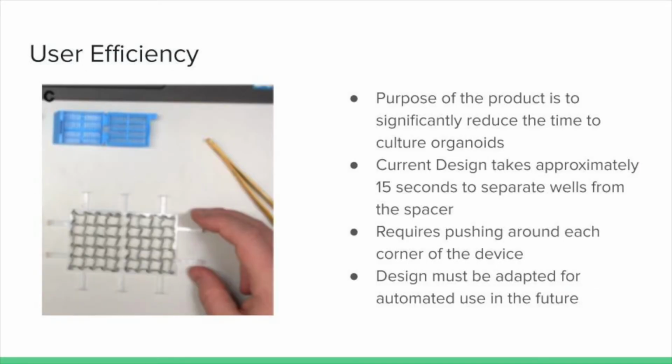User efficiency is a core aspect of the design that needed to be improved. As shown in the video, the separation of the mesh from the spacer grid is a hassle, taking approximately 15 seconds and requiring manual pushing around each edge of the device. Our challenge was to find a single contact method to separate the mesh from the spacer grid, with the potential for automation in the future.